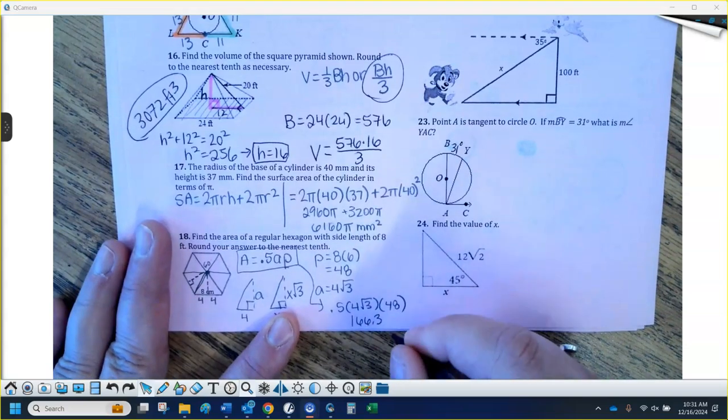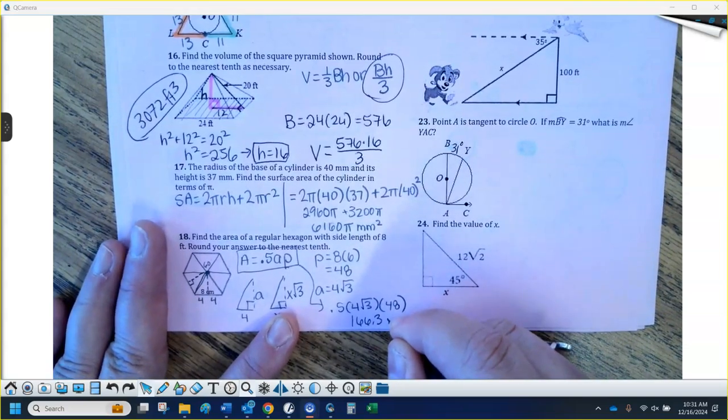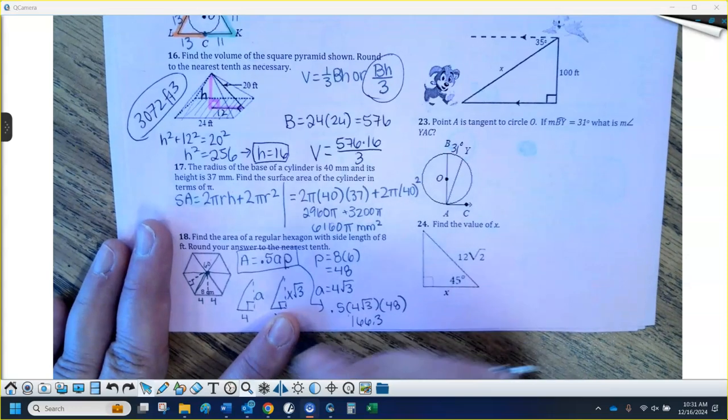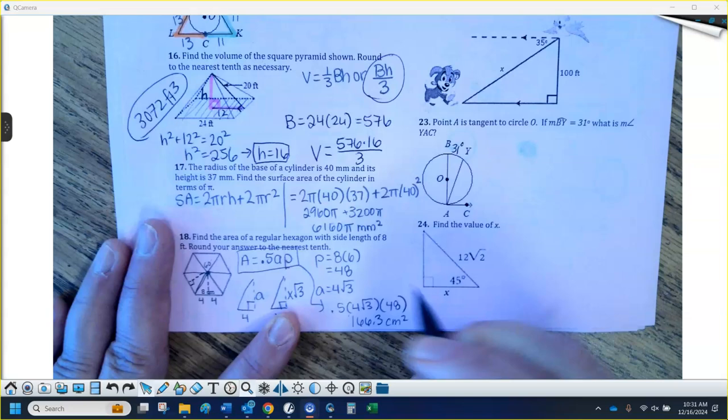And again, this is a surface area. And so this would be, it says 8 centimeters, so it would be centimeters squared.